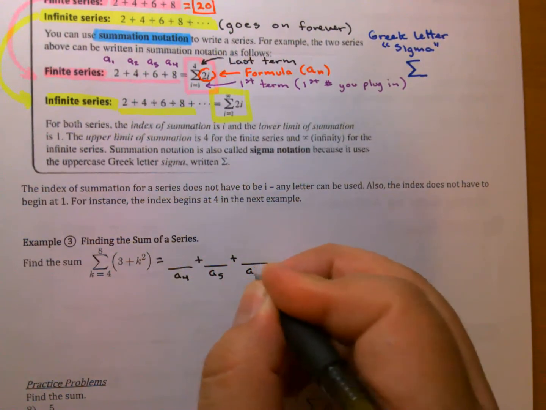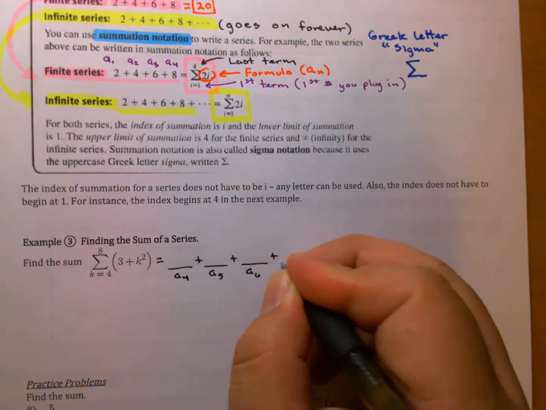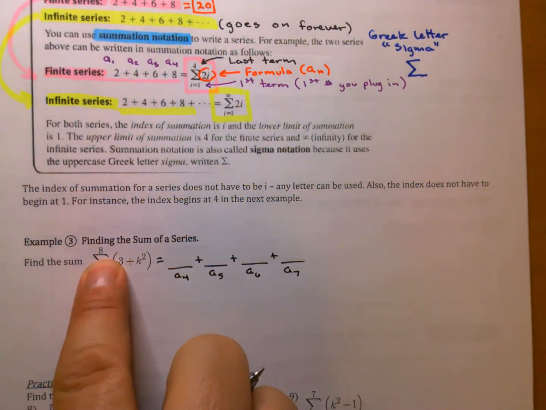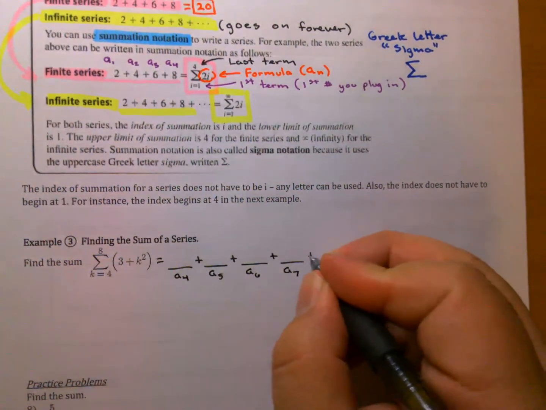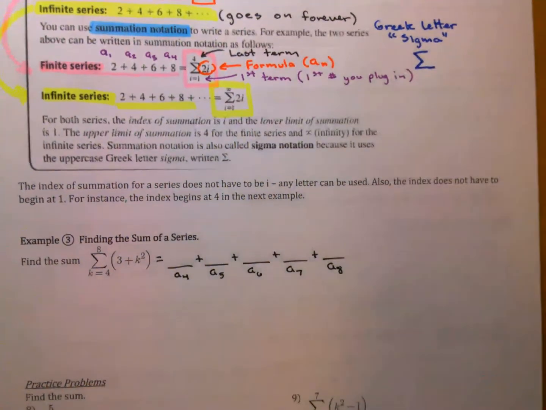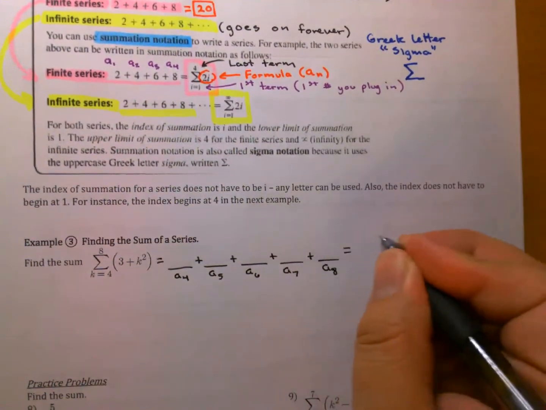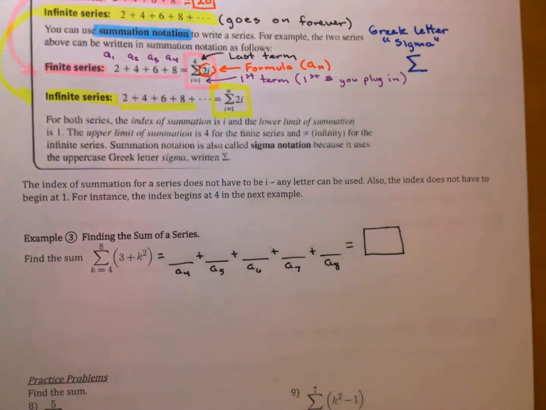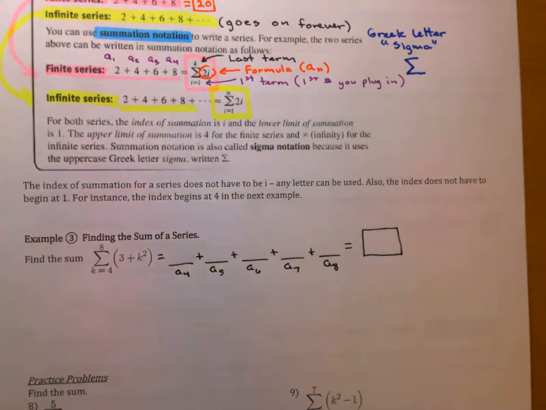Plus, I'll need a sub 6. Plus, I'll need a sub 7. And if you're wondering, well, when am I going to stop? Remember, that's what the top number tells me. I know I'm going to end when it says a sub 8. But I have to find this list of numbers because if I don't have them, then what am I going to be adding together? So you see, I have everything ready to go. All I need to do is find my numbers.